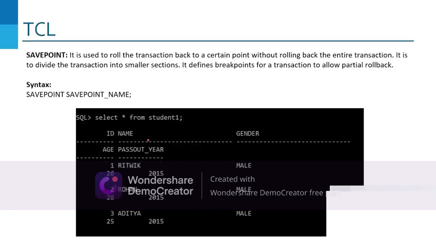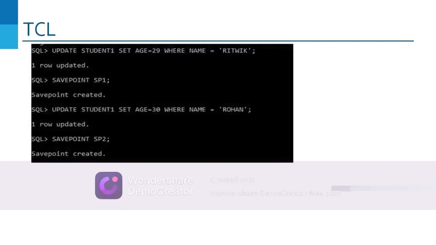So if I have to actually see the table of student 1, I have some of these things: ID, name, gender, age and pass out year. ID is 1, name is Ritvik, gender is male, age is 26, pass out year is 2015. Correct? Like that we have some more data, right? Now, what we are doing here is update student 1, set age equal to 29 where name equal to Ritvik. So this is updated and I have created a save point here.